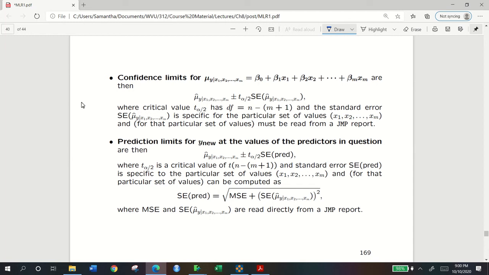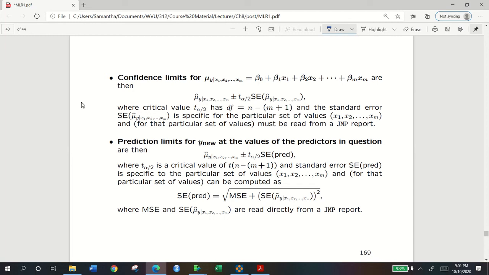And then we can also calculate a prediction limit for a new predicted response value. The formula for this will be mu hat of y given x1, x2, all the way to xm, plus or minus t alpha over 2 multiplied by our standard error of our prediction. Once again, this will follow the t distribution with degrees of freedom n minus the quantity of m plus 1. We can get the standard error of our prediction from JMP. We could also calculate it by hand if we so desired.